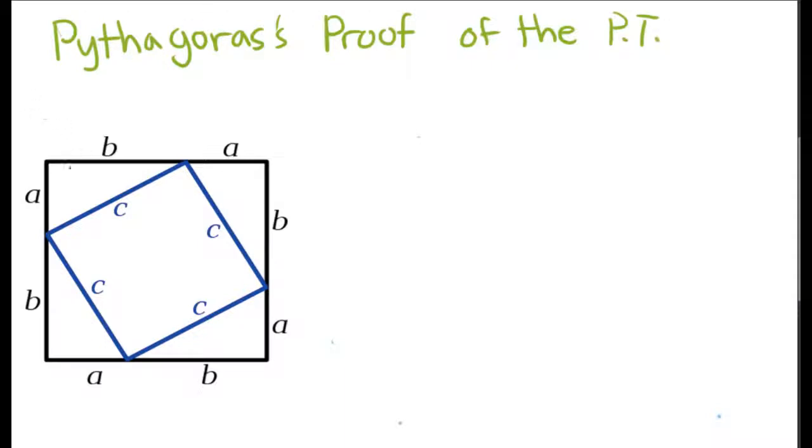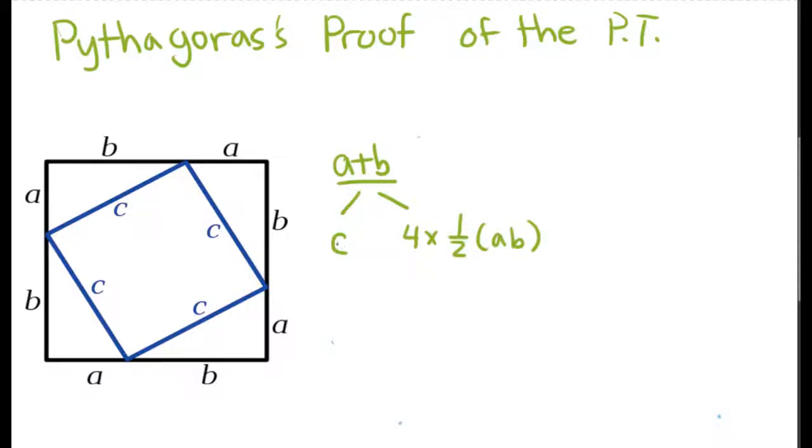So Pythagoras used this square here to prove his own theorem, and this was a square of the length of a plus b on each side, and inside the square there was another square with the length of c, and 4 triangles with the area of 1/2 times ab. How did he prove this?